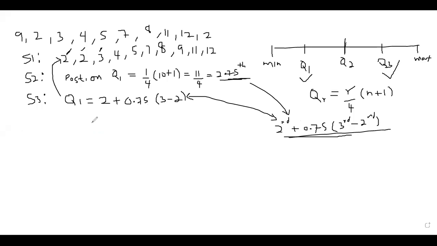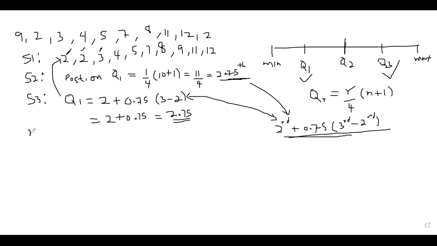Okay, so this will give us 2 plus 3 minus 2 is 1. 1 plus 0.75 will still be 2.75. So our first quartile is 2.75. Now let's go look for the third quartile.